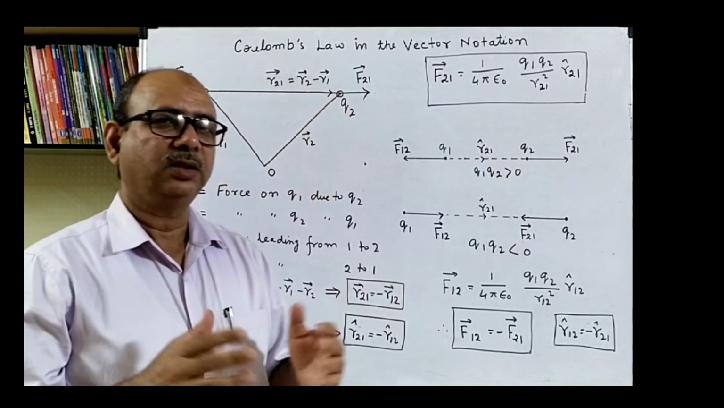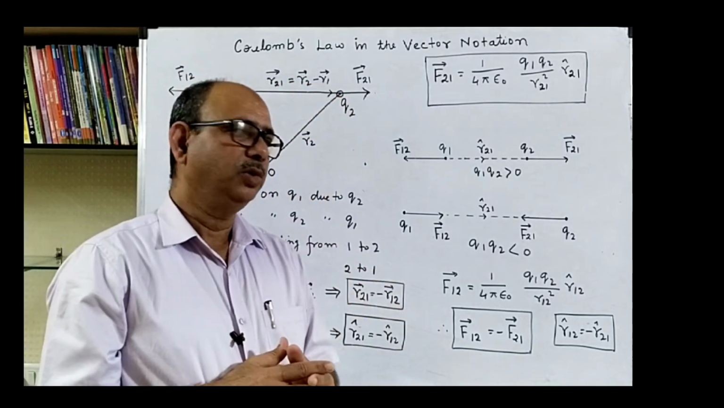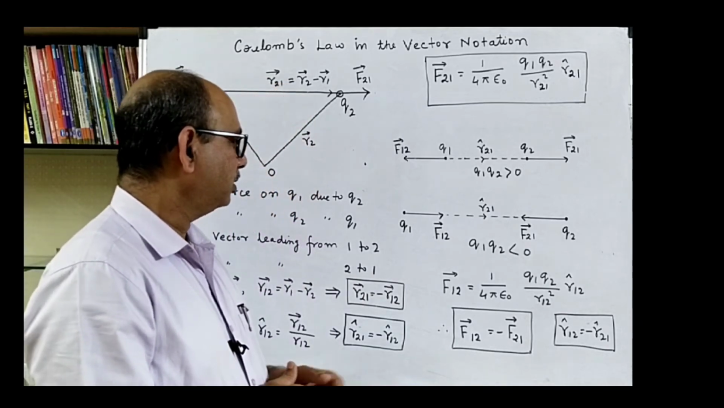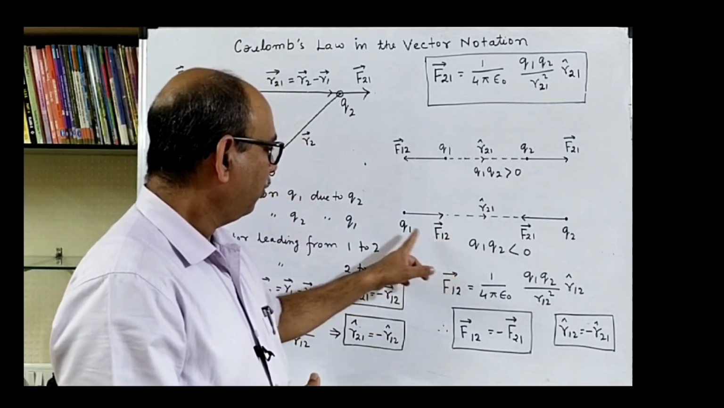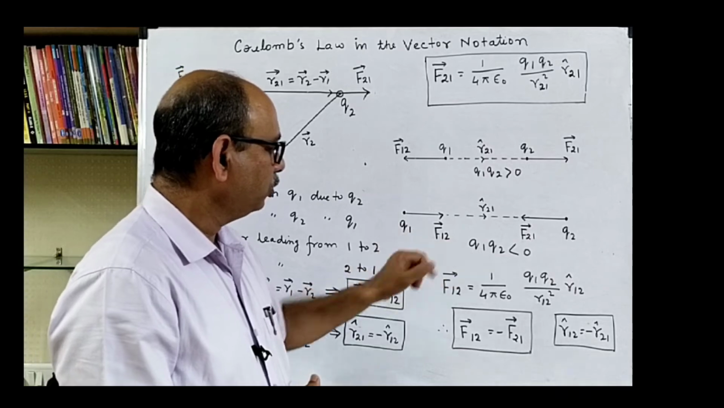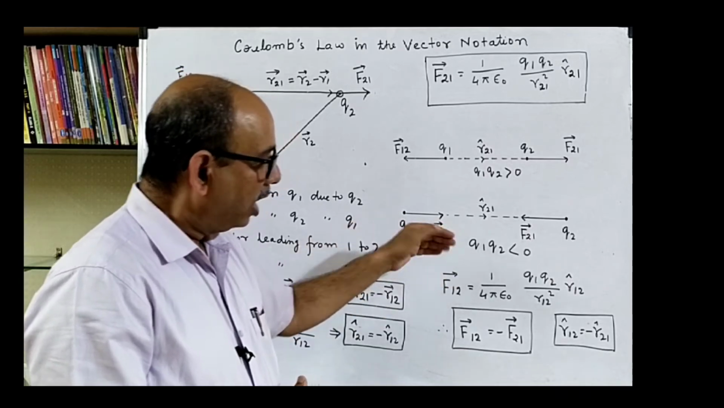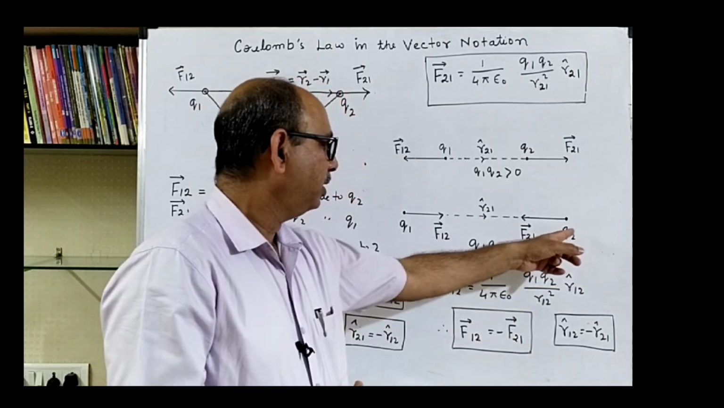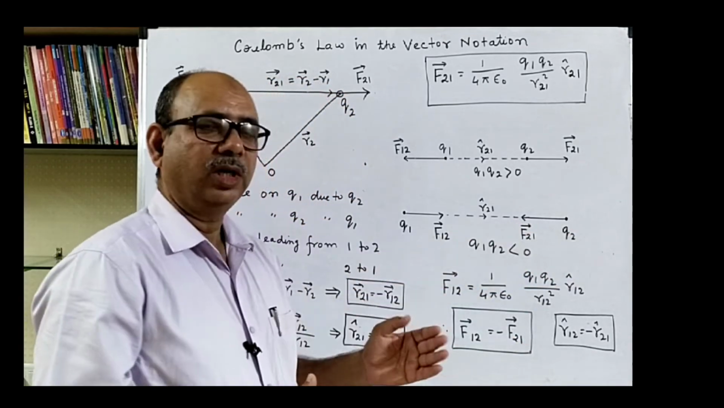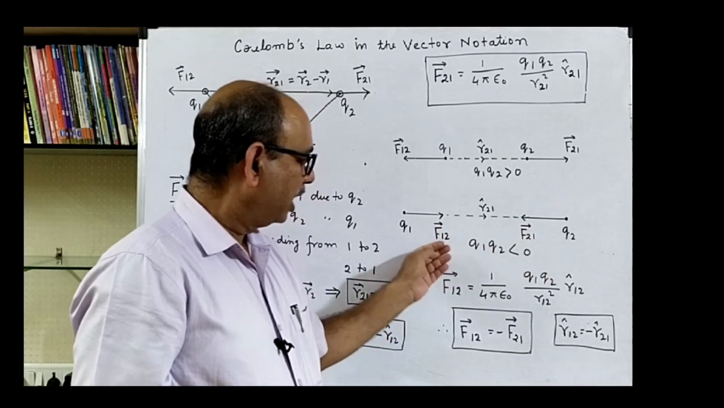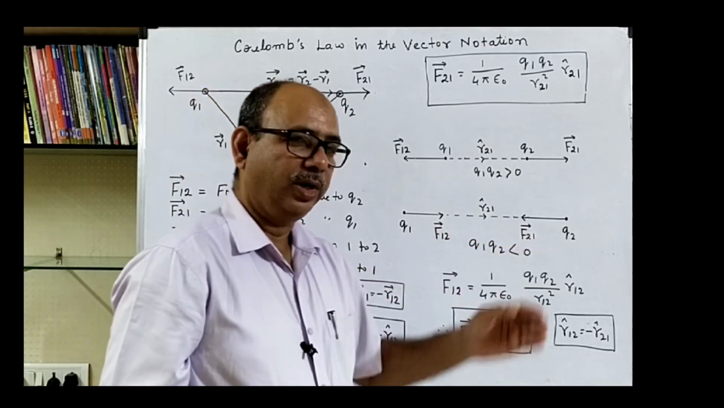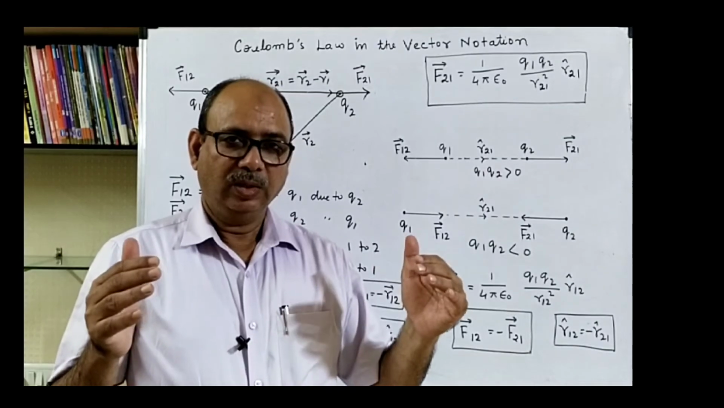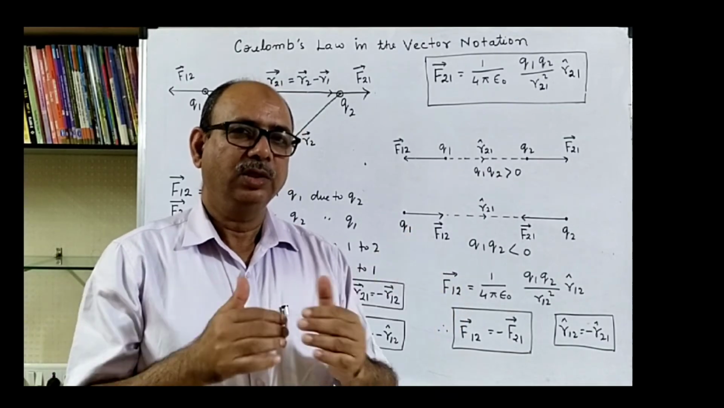When both charges are of opposite sign, that means one is positive and the other is negative, in that case F12, the force acting on charge Q1 due to Q2, has this direction, and F21, the force acting on Q2 due to charge Q1, has this direction. That means the directions of both forces F12 and F21 are opposite to each other, that means an attractive force acts between the two.